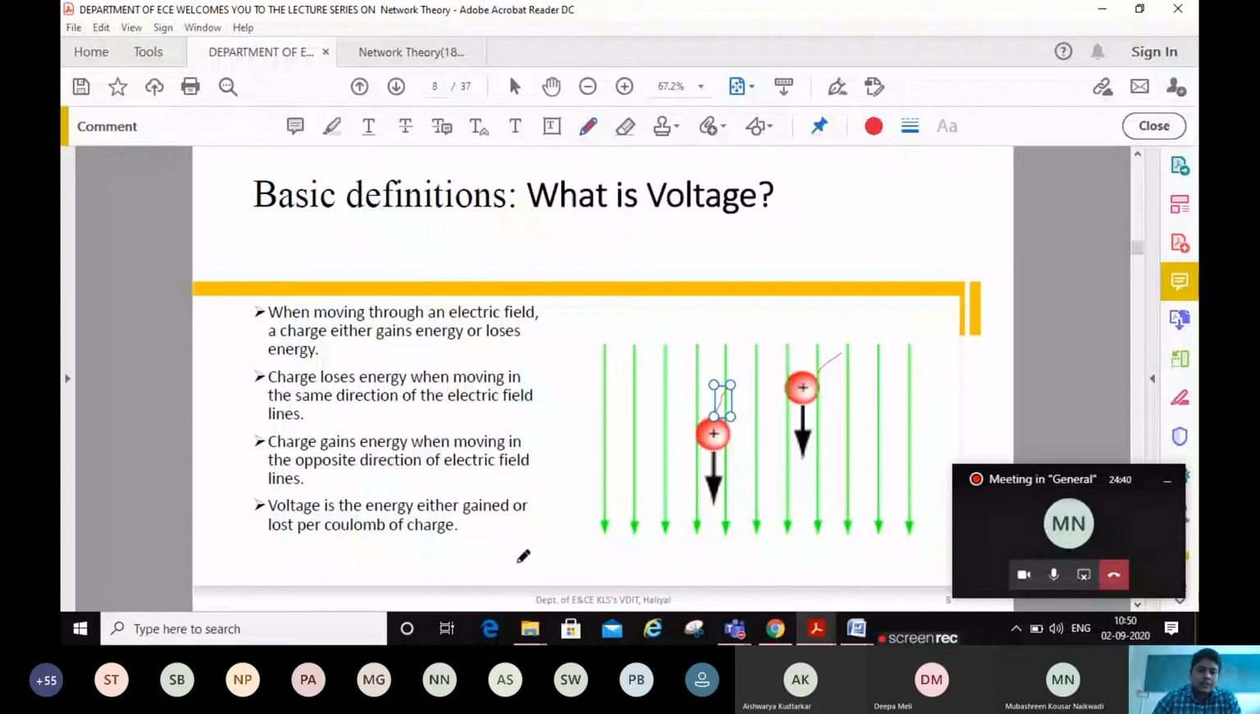So overall, if you consider it this way, voltage is the energy which is either gained or lost per coulomb of charge. Okay.